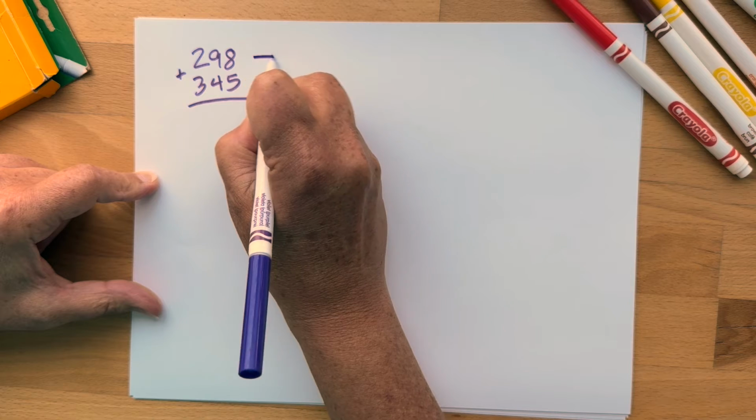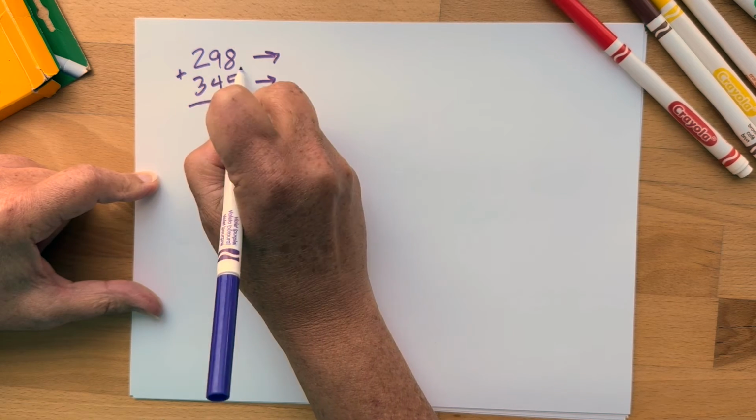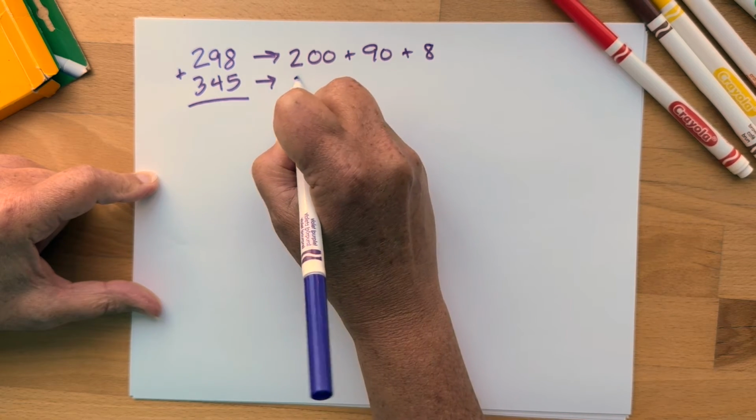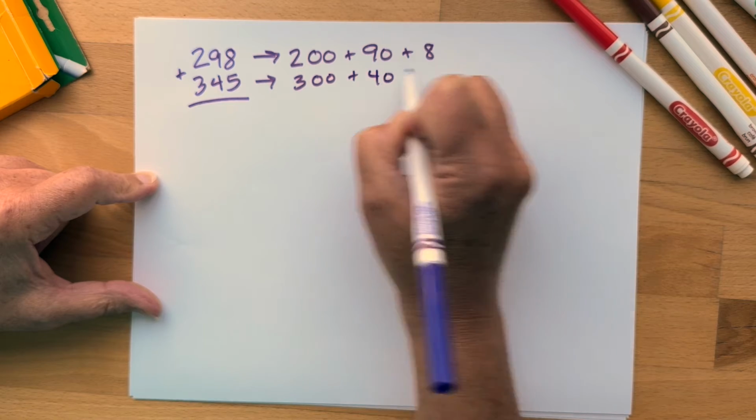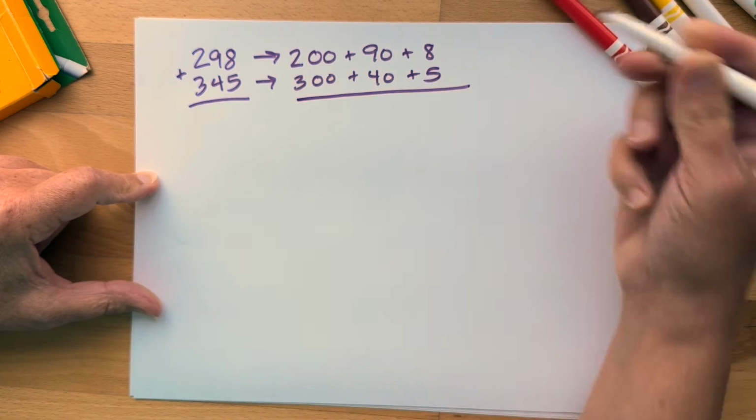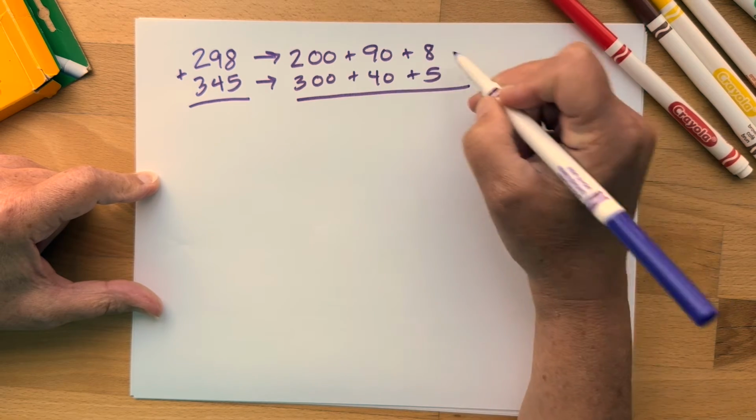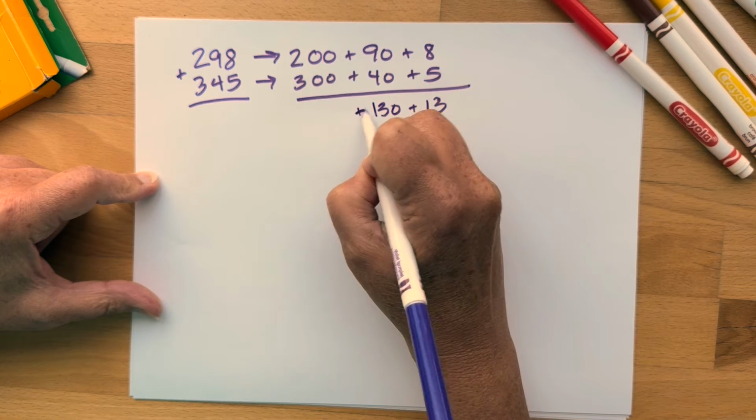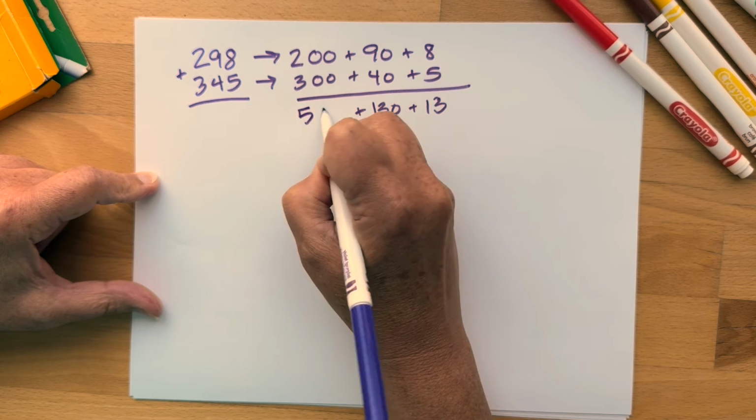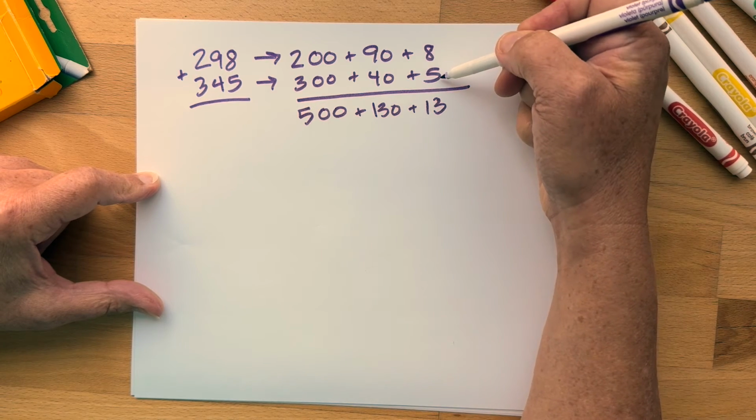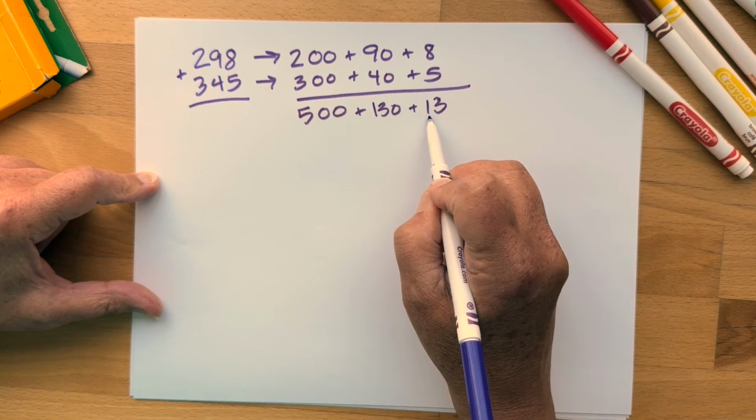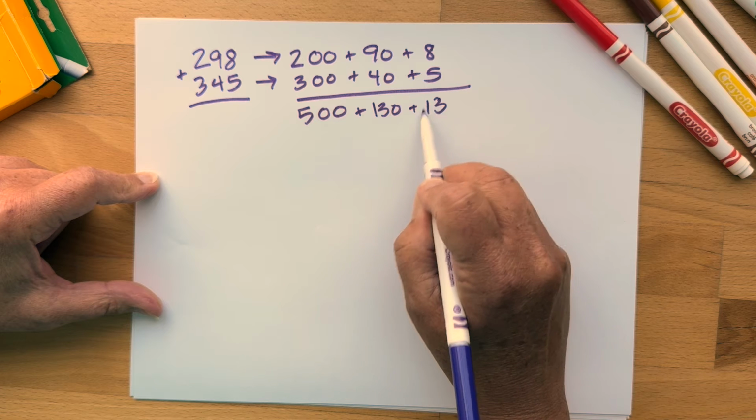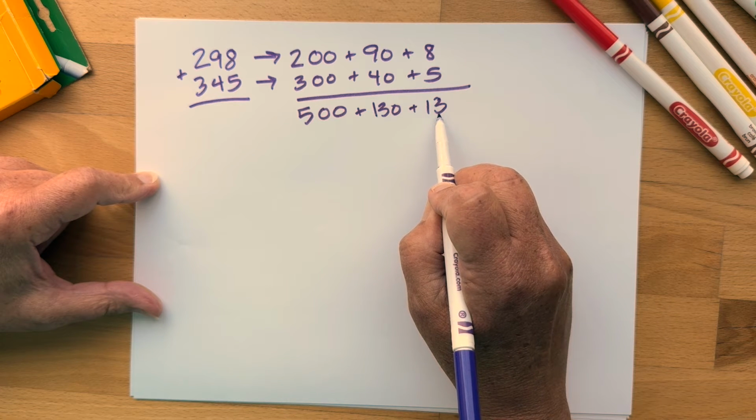For the break apart strategy, I often teach students to expand both numbers. So 200 plus 90 plus 8, and then 300 plus 40 plus 5. And then they will add each of the place values. So 8 plus 5 is 13, 90 plus 40 is 130, and 200 plus 300 is 500. And you'll notice that students don't have to regroup this into the tens place until they're adding it over here. So most of the time, this will not require students to have to do regrouping using the traditional algorithm.